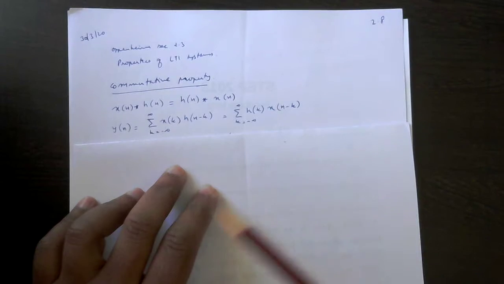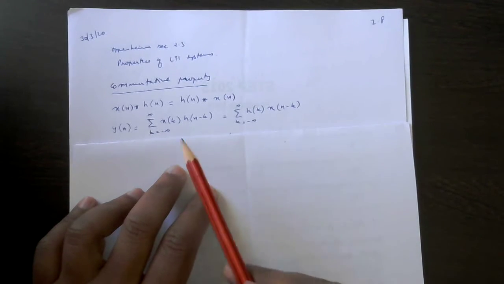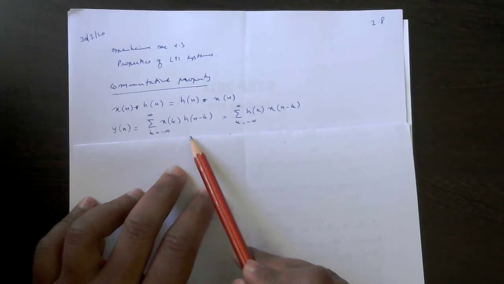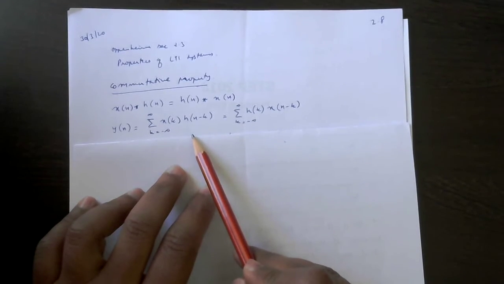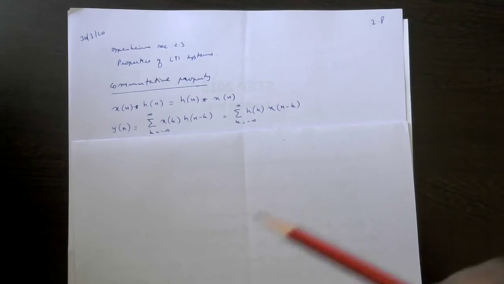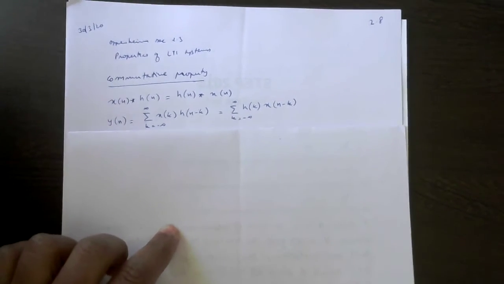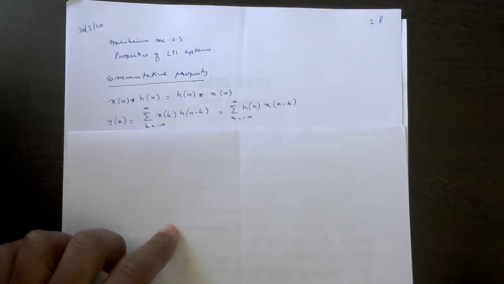So essentially what this means is, based on the output which you're trying to determine, it may sometimes be easier to flip h of n, or it may sometimes be easier to flip x of n. So based on what is easier for you to compute, especially while you're computing by hand, you can use this property to determine which of them you want to flip.